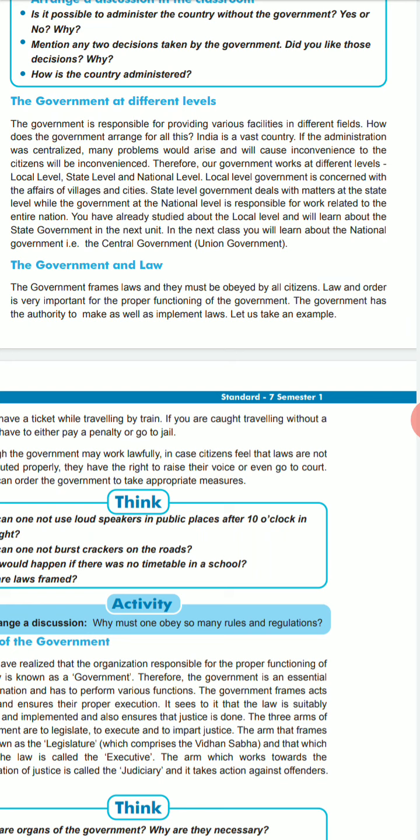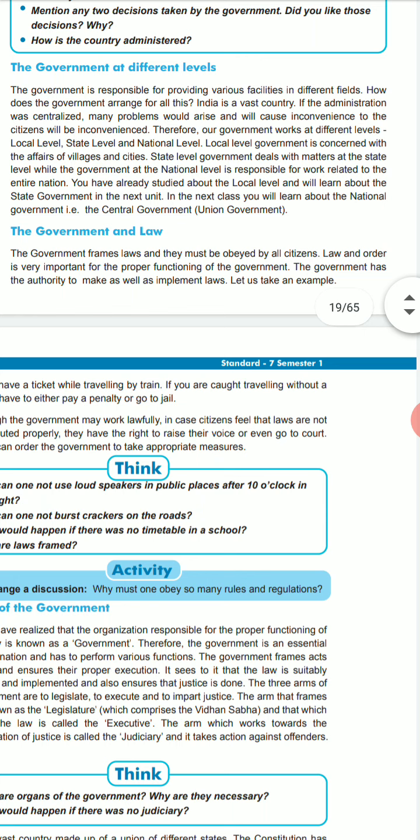Law and order is very important for the proper functioning of the government. Okay, students, law and order is very important for all of us because of the proper functioning of the government. The government has the authority to make as well as implement laws.